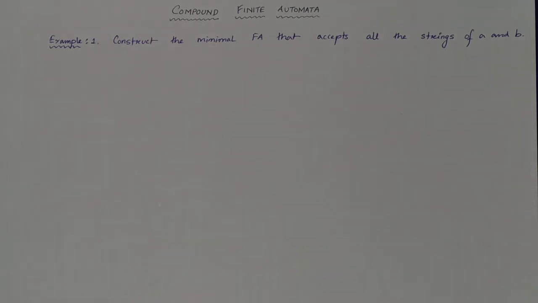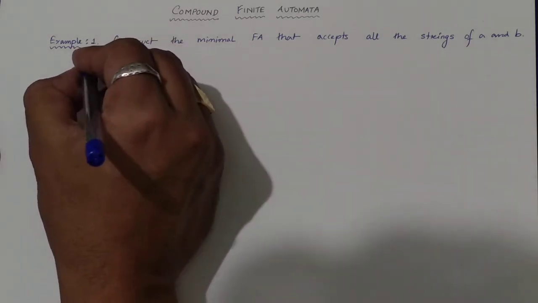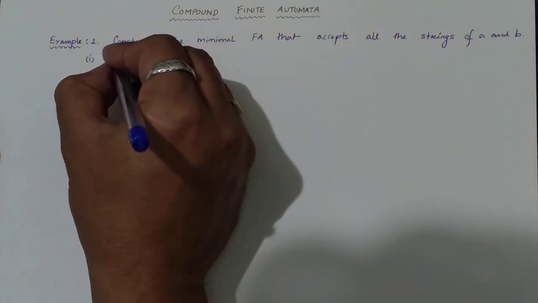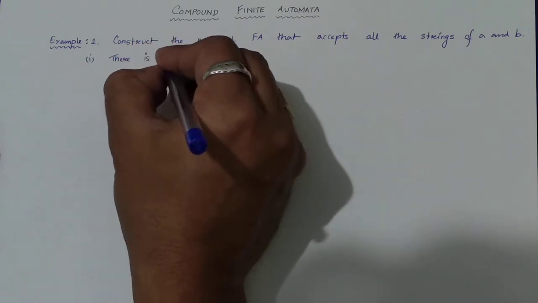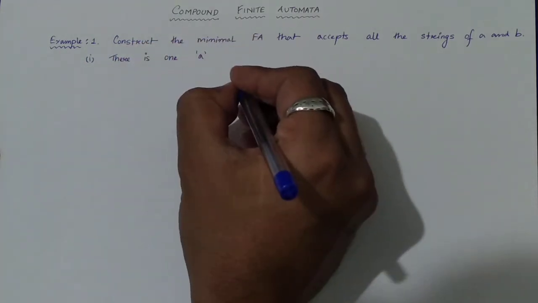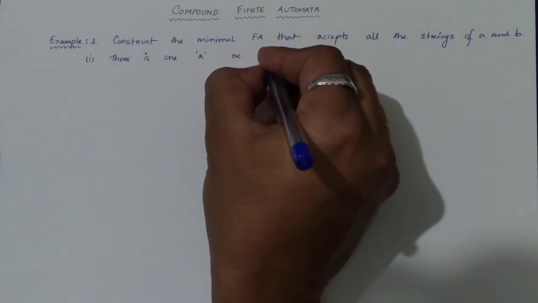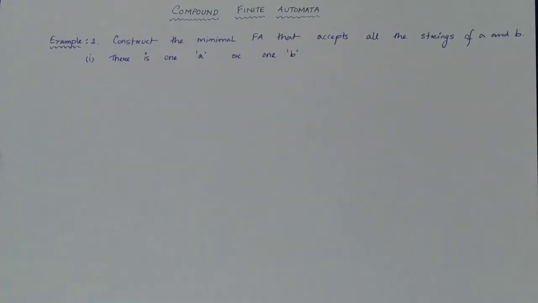I haven't given the language right now, so I will give the example as: there is one A or one B. See how two languages have been merged, like either one A or one B. So two cases are there. If you get this kind of statement where an "or" or an "and" is given to you, then you will be using the concept of compound finite automata. So how to work on this?